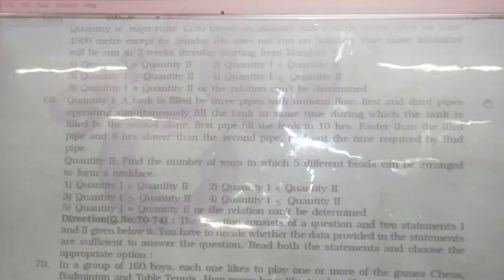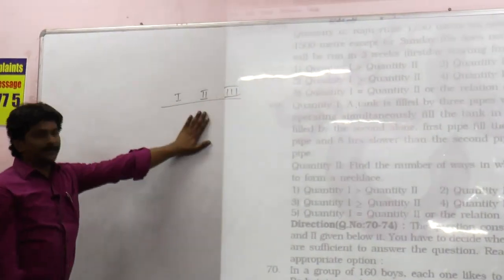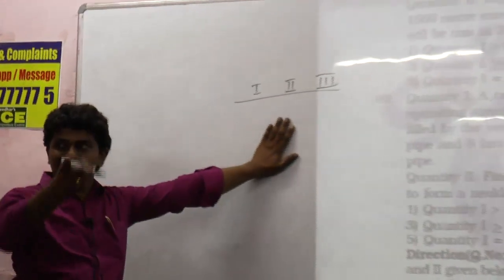The tank is filled by 3 pipes with uniform flow. The first and third pipe operating simultaneously fill the tank in the same time, during which the tank is filled by the second pipe. That says, if you have 3 pipes, 1 hour work of second pipe is equal to 1 hour work of first and third together.